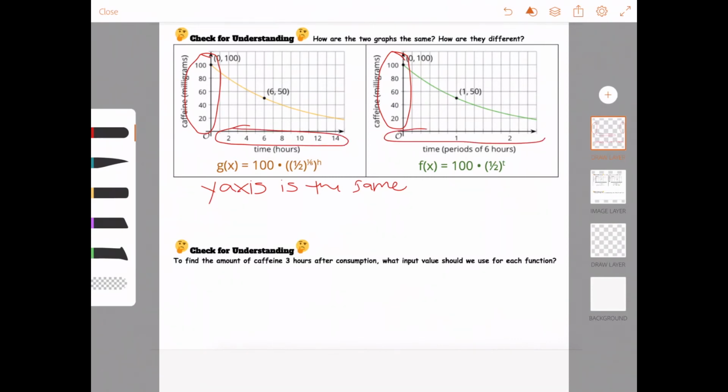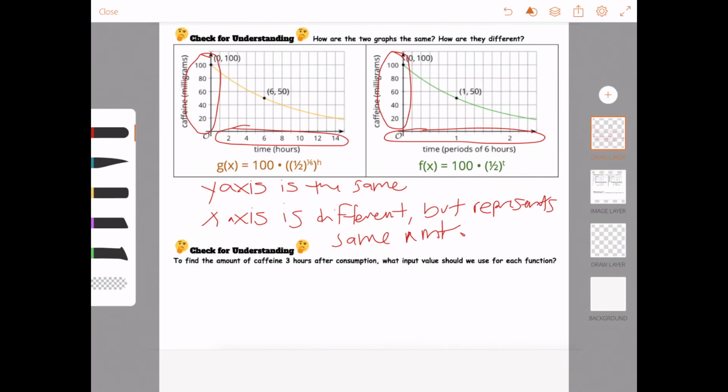However, the x-axes here on the bottom are different. So they're both measuring time, but the one on the left is measuring time in hours, and the one on the right is measuring time in periods of 6 hours. Another way of saying that is it's measuring time in terms of half-lives. Now it's important to notice that even though we're measuring time in different ways here, both of these graphs are representing the same amount of time overall.